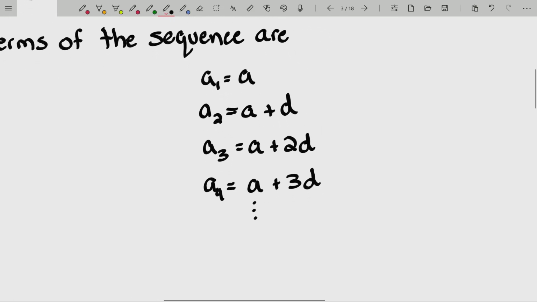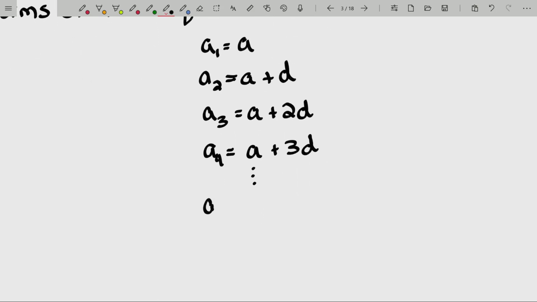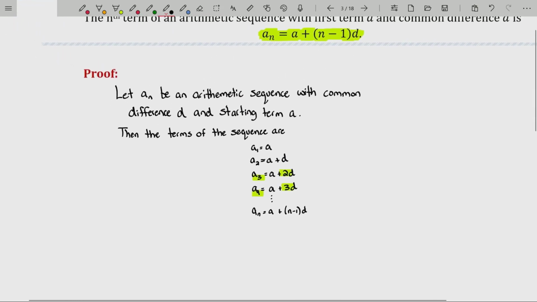So if you take a look at that, this means that the nth term in the sequence is a plus, well, if you look at the pattern, 3, 2, 4, 3, that tells us that this is just going to be n minus 1. Whatever n is, this will be n minus 1, times d. And honestly, that's it. You're done, because that's what we want to prove. So the equation for that sequence is a sub n is equal to a plus the quantity n minus 1 times d.